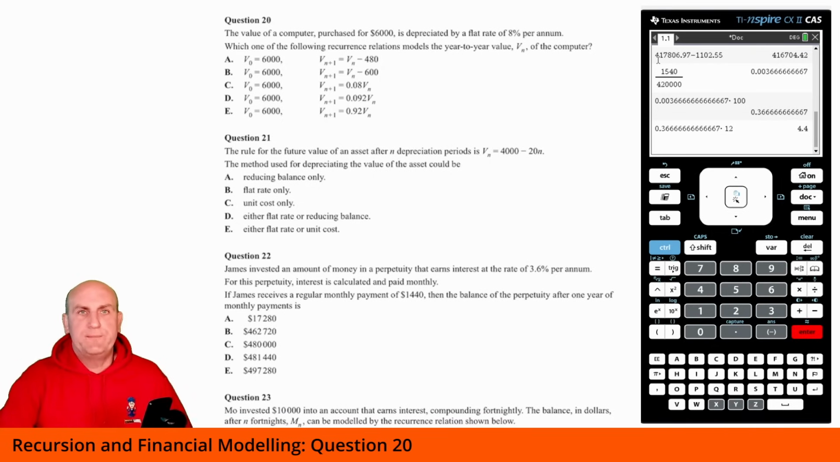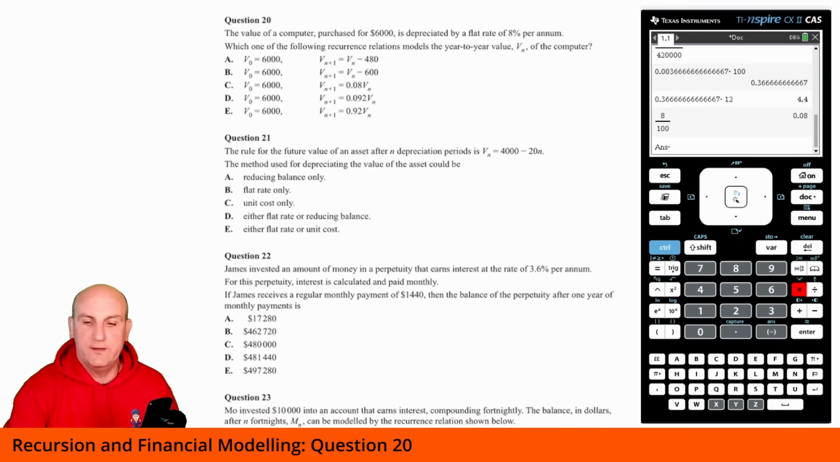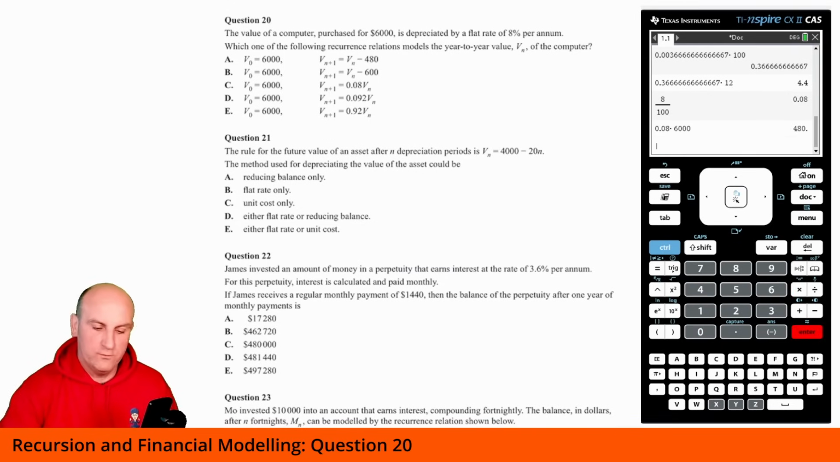The value of a computer purchased for $6,000 is depreciated by a flat rate of 8% per annum. That means it's going to go down by a fixed rate, 8% of the original one. So the first thing I'm going to do is work out 8%. So 8 divided by 100, and I'm going to times that by 6,000. Gives me $480.